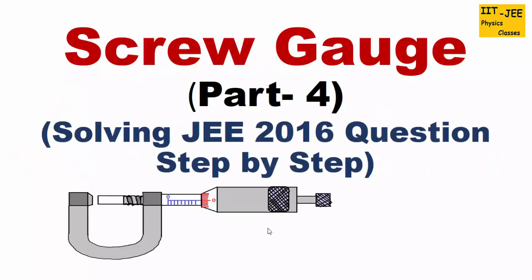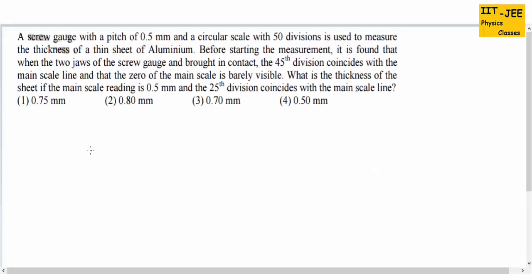Hello friends, in this video we will discuss a JEE question which is based on screw gauge measurements and which came in 2016. Here is the question. It says a screw gauge with a pitch of 0.5 mm and a circular scale with 50 divisions is used to measure the thickness of a thin sheet of aluminium.